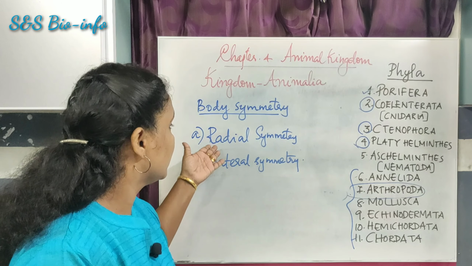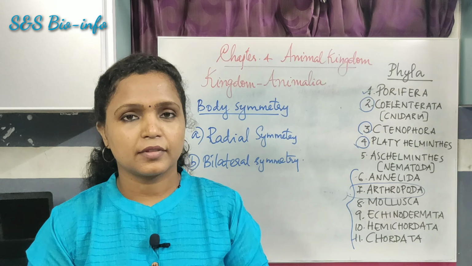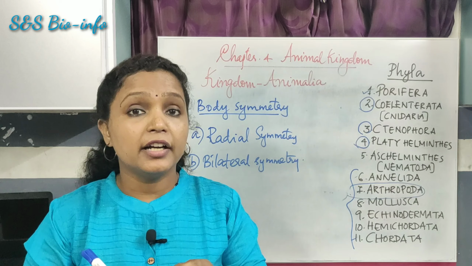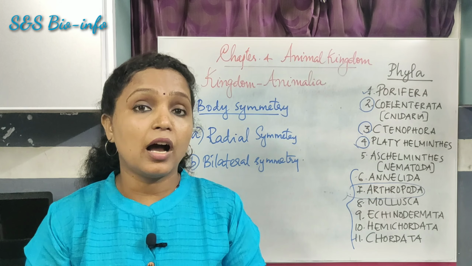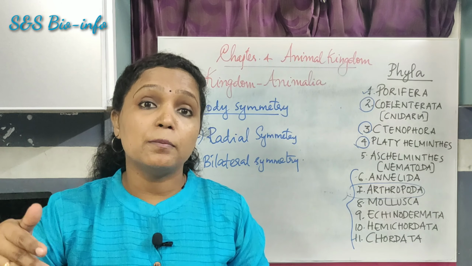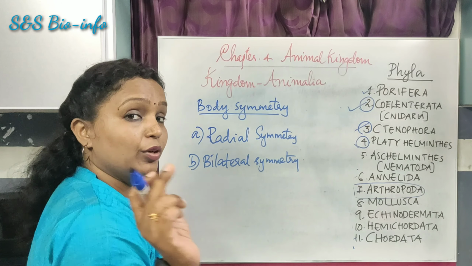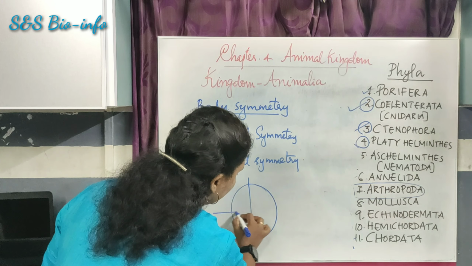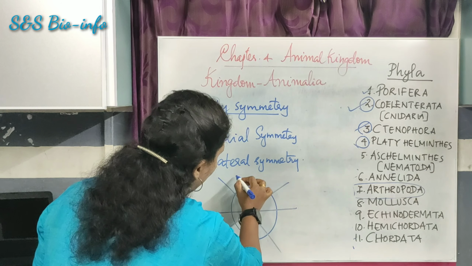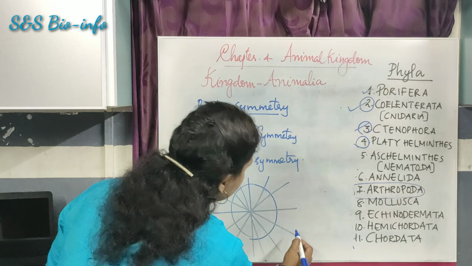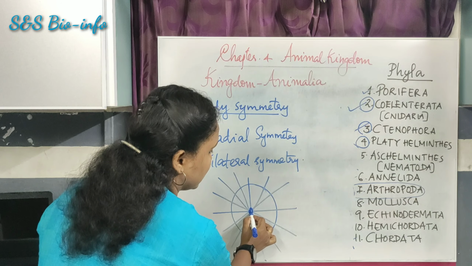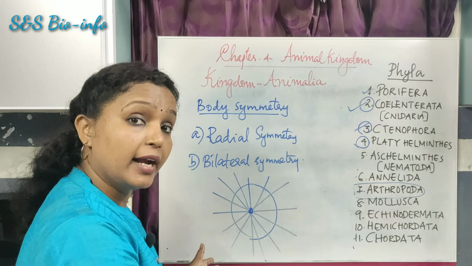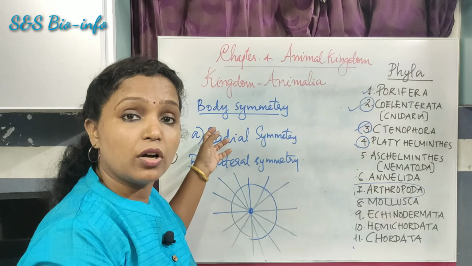Now let's understand what are these radial symmetry and bilateral symmetry. Suppose if we have a spherical body or a cylindrical body, it can be divided into two equal halves or identical halves when it is cut at any plane passing through its central axis. You look at the board now. This is the central axis. When any plane passing through its central axis divides the body into two identical halves, such type of symmetry is called the radial symmetry.